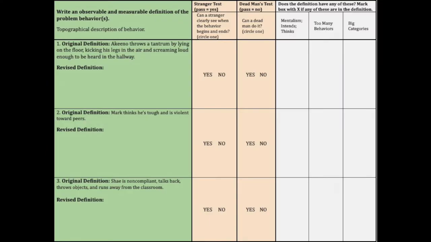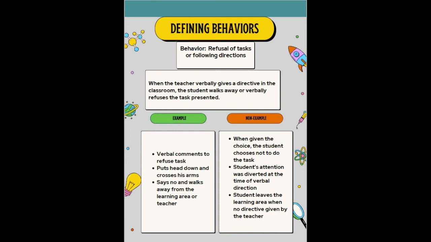Attached to this behavior break is a helpful tool to assist in developing behavioral definitions which are observable and measurable. Let's take all the information and apply it to a common behavior reported in the classroom. In this example, the initial definition of refusal of task is a big category and is not observable or measurable. When utilizing the dead man test, the new definition becomes: when the teacher verbally gives a directive in the classroom, the student walks away and verbally refuses the task presented.